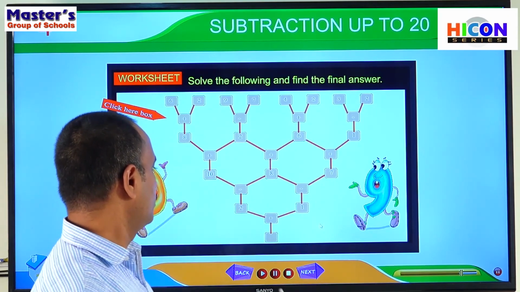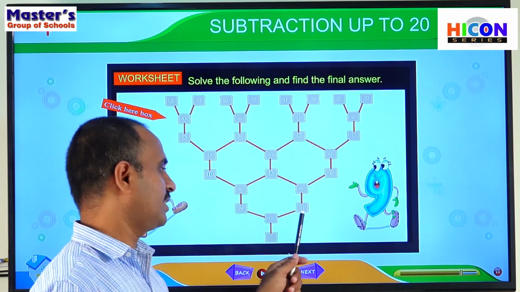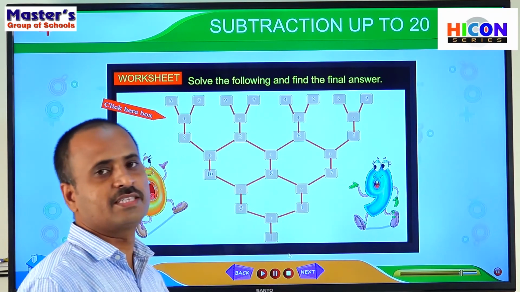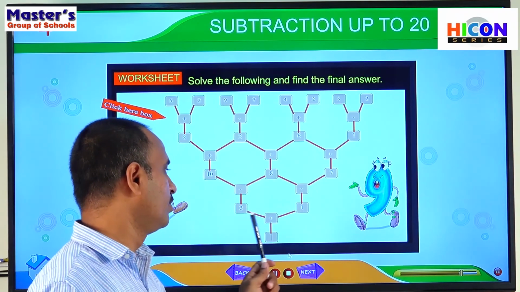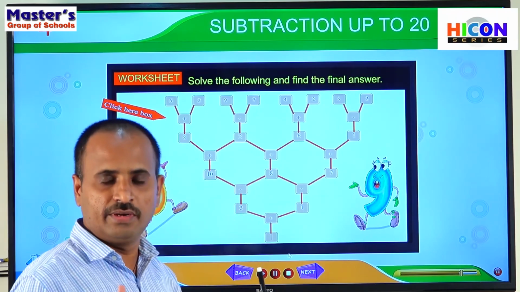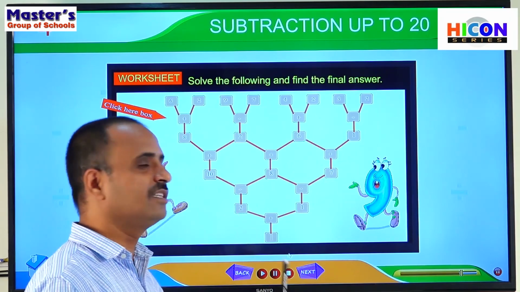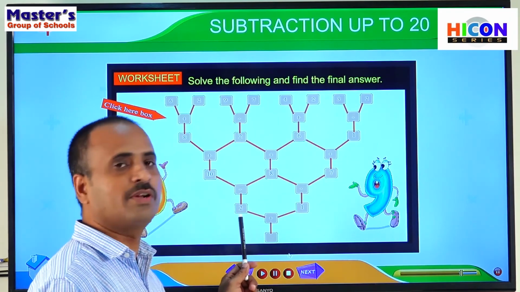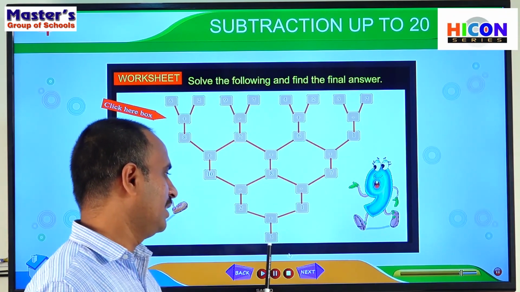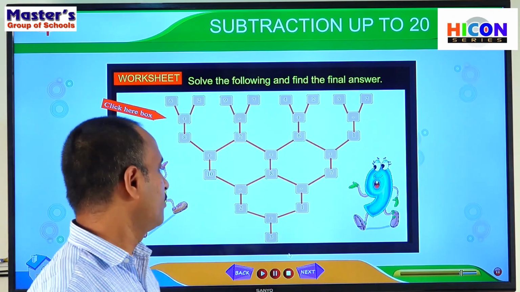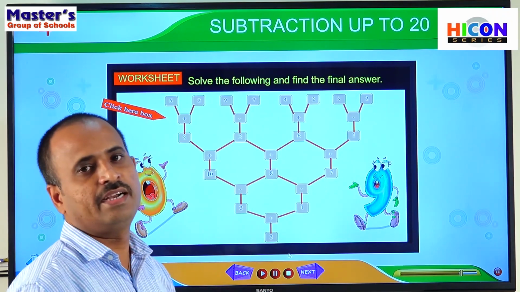So children, we have reached the final one. The first number is 2 and the second number is 1, and they have given a symbol plus. Plus means addition. So here we have to add 1 to 2. According to the addition fact, if you add 1 to any number, we will get its next number. What is the next number for 2? 3. So the answer is 3. Children, write 3 in this box. So children, the final answer is 3. This is about the worksheet, and this is the end of this chapter.